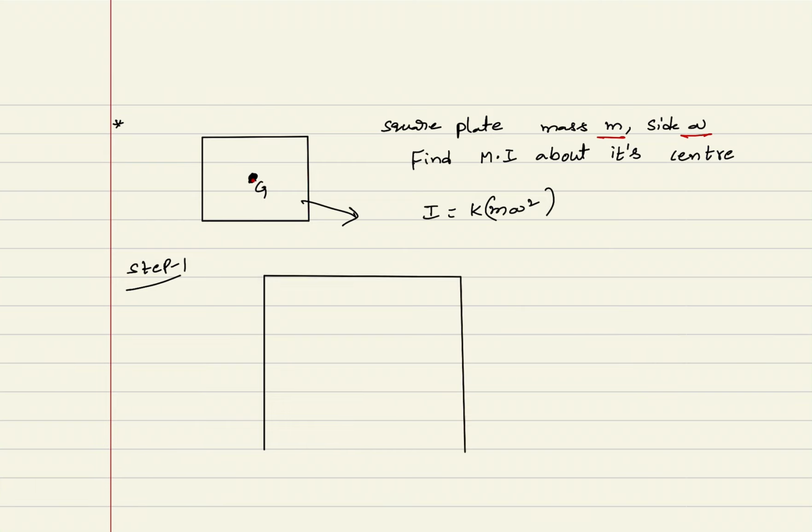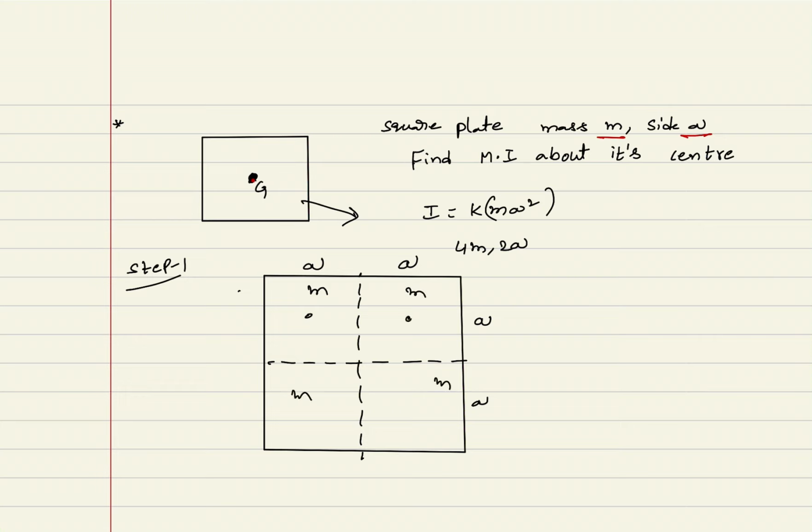square. This bigger square, I am going to divide into 4 parts. This mass is 4m and side is 2a. This side is a total of 2a. Here also a and a, 2a. Each mass is m. Here also mass m, here also mass m, here also mass m. You can see at this point this is the G point.